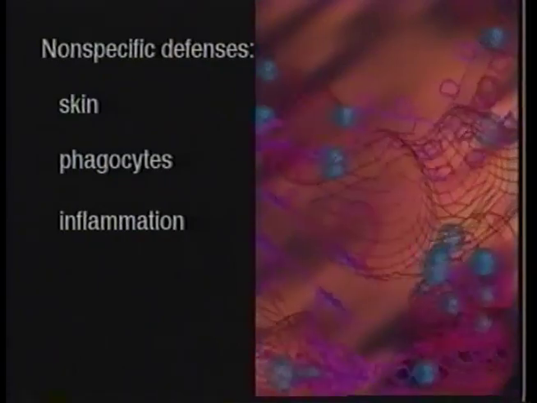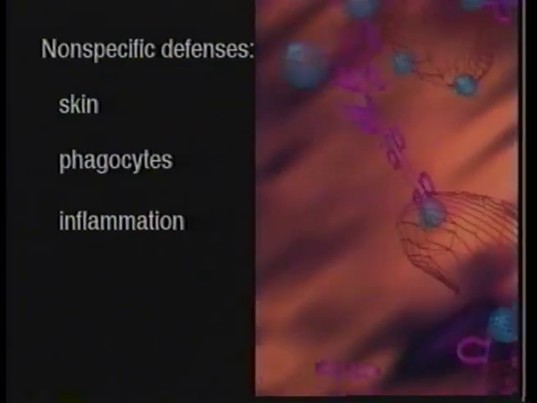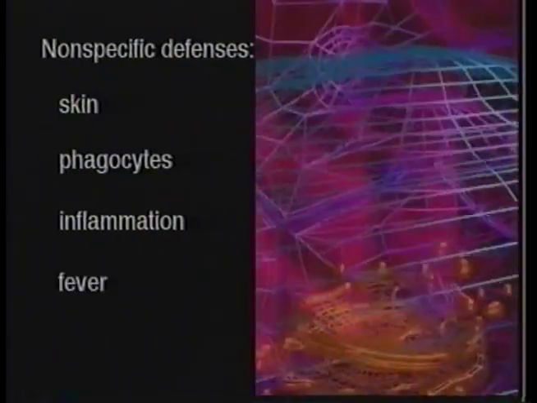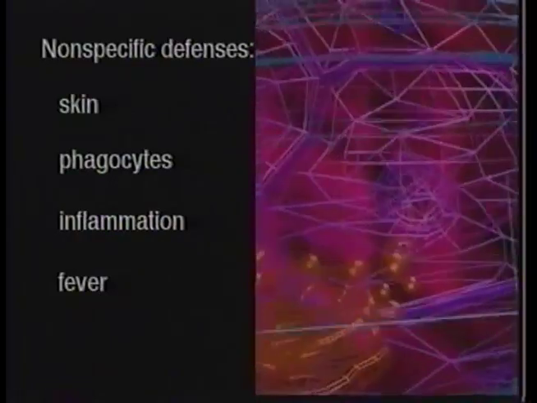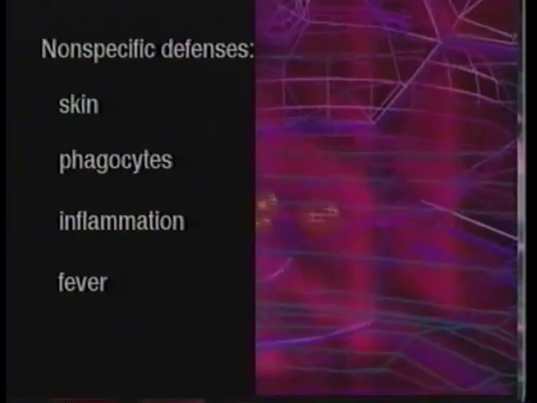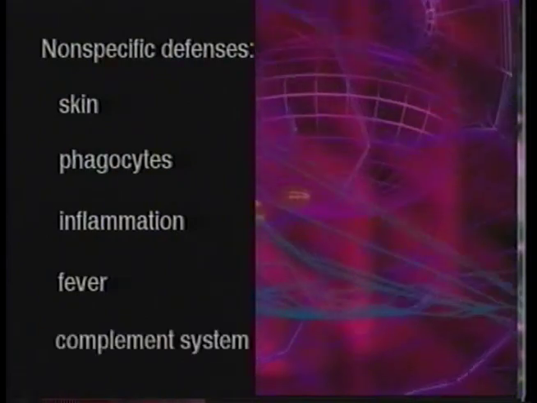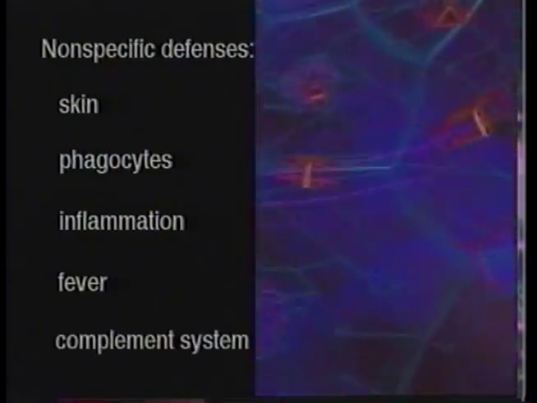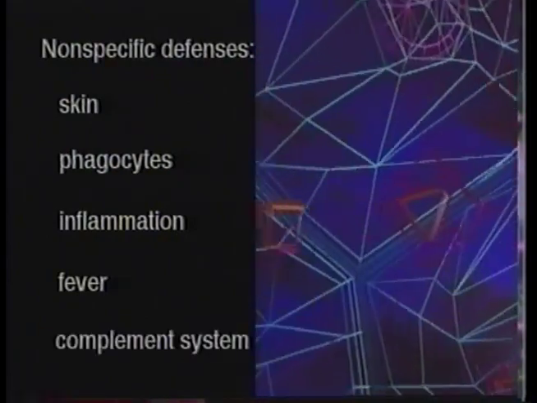Inflammation, a tissue-level response to injury or infection, and fever, a systemic response to infection or inflammation, are other examples of nonspecific defenses. Later on, we will discuss yet another nonspecific defense, the complement system. Do you understand some of the mechanisms that our bodies use to defend us against pathogens in general? Take a moment to answer 4 concept check questions before we begin our discussion of specific defenses.